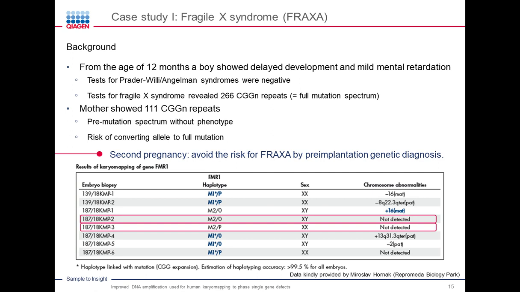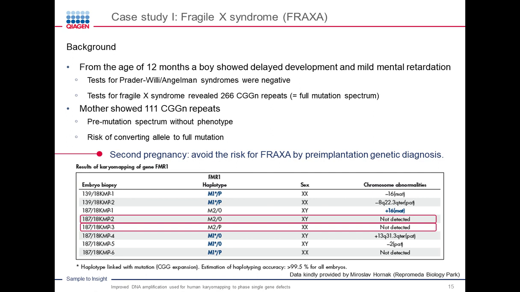And then for the father, since this is X-linked, the father has 1 X chromosome, 1 Y chromosome. If he donates an X chromosome, it'll be shown here as a P. If he donates a Y, it'll be shown here as a 0. In addition to also getting the haplotype around FMR1, other chromosomal abnormalities can also be discovered by going through and looking at the data.